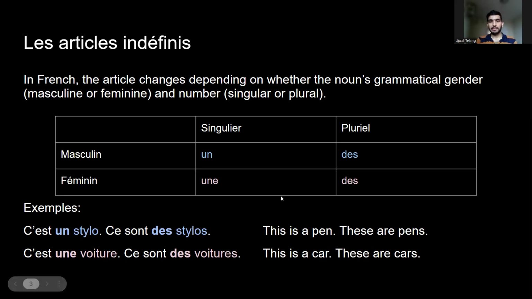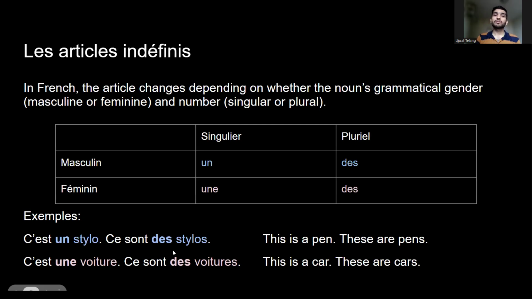So here are some examples. C'est un stylo. This is a pen. Ce sont des stylos. These are some pens, or these are pens. C'est une voiture. Ce sont des voitures. This is a car. These are cars.